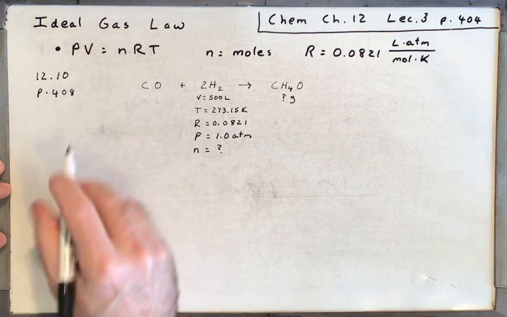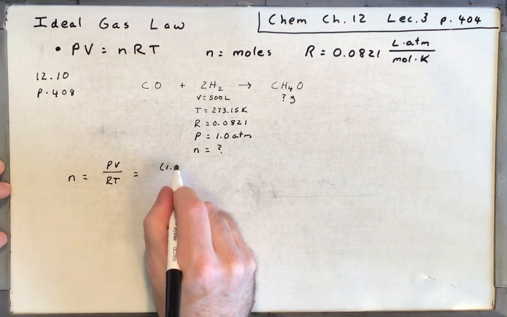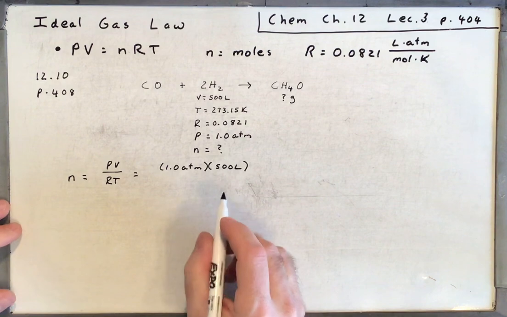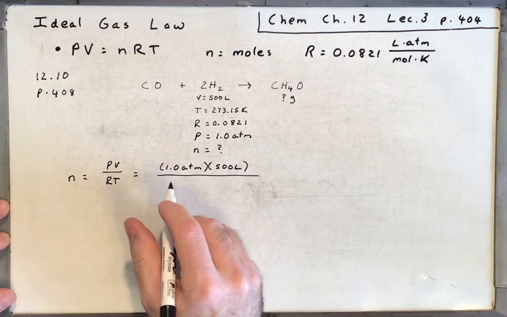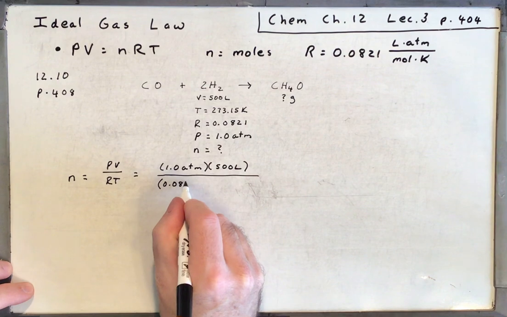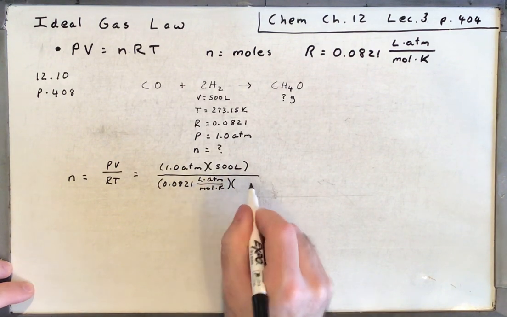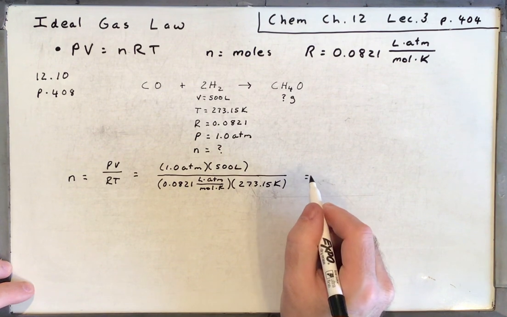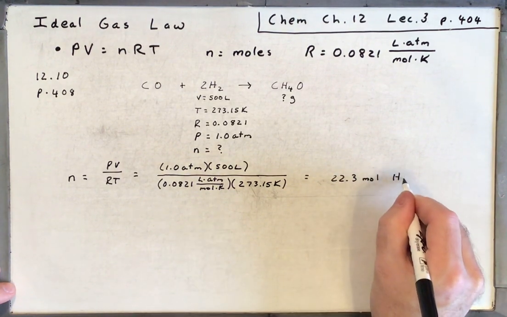Rearranging this equation, n is equal to PV over RT. So it's going to be 1 atmosphere, volume is 500 liters. It has to be in liters. If you're given milliliters, you have to change it to liters, because the ideal gas law constant has liters in the unit. 0.0821 is our ideal gas constant, and the temperature is standard temperature, 273.15 Kelvin. Plug that into the calculator. You should get 22.3 moles. That's moles of H2.